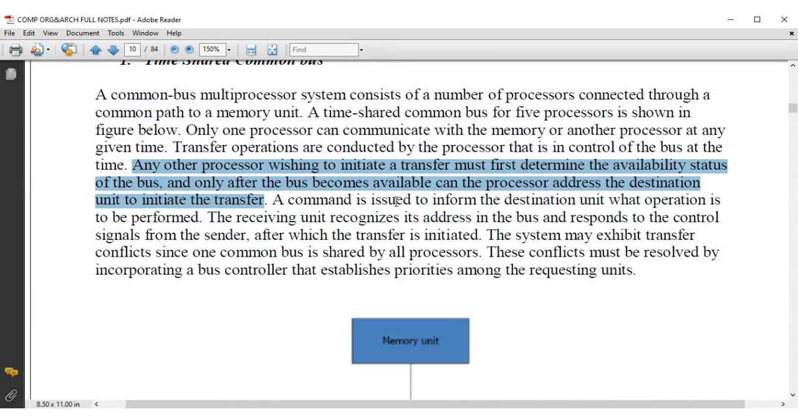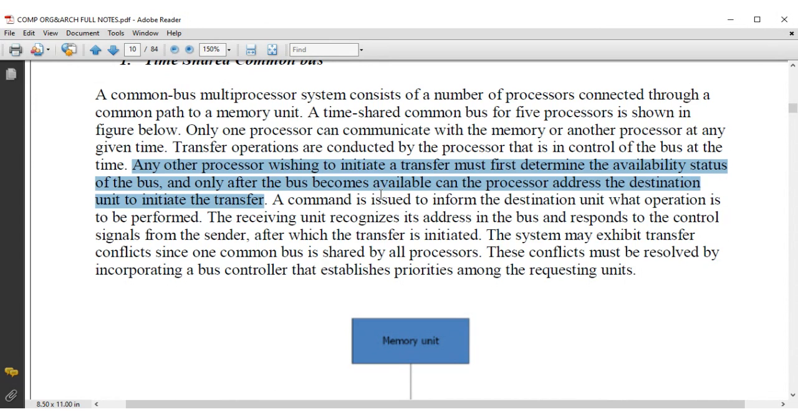What that means is that one processor must determine that the bus is free. Remember buses: there is the data bus, control bus, and address bus. Here we are talking about the data bus, the one that carries data back and forth between the memory unit, the RAM, and the CPU.